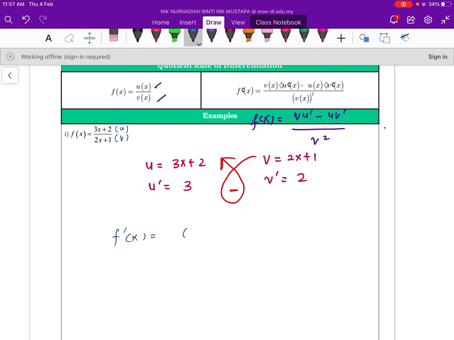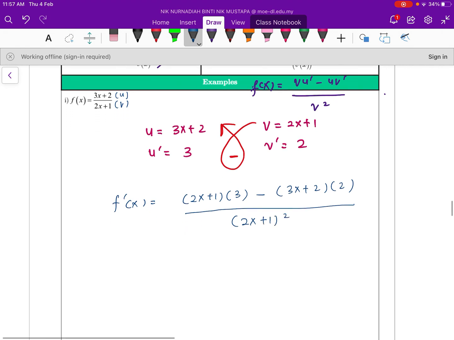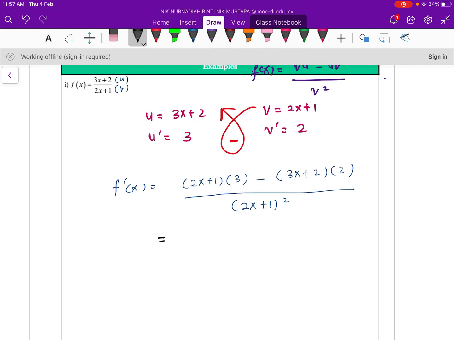So our f prime x is equal to VU prime, 2x plus 1 multiplied by 3, minus 3x plus 2 multiplied by 2, over V squared. Our V is 2x plus 1 square. And then kita cuba tengok ada tak yang sama. Kalau tengok tak ada yang sama kan, tak ada yang boleh difaktorkan. So kita kena darab biasa sajalah. So dia akan jadi 6x tambah 3 minus, be careful with the minus there. So here is 6x plus 4 over 2x plus 1 square.